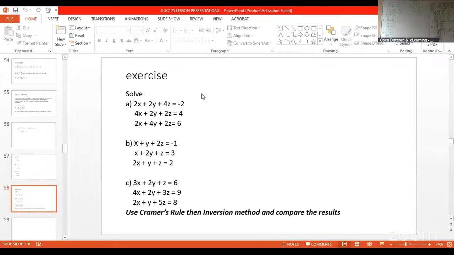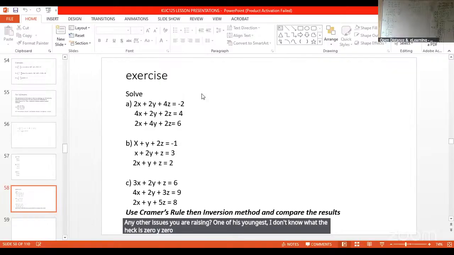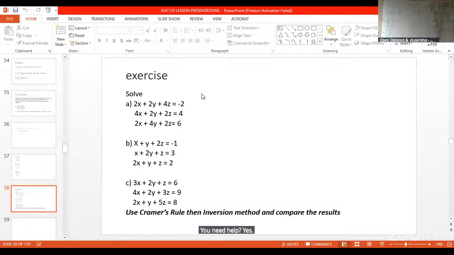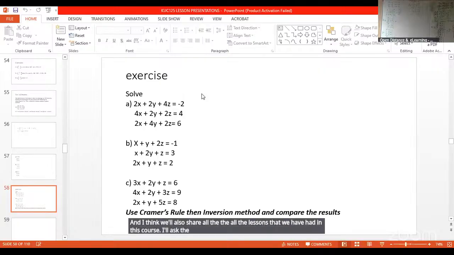Any other issue you are raising? Boniface Nyongesa, I don't know what X is 0, Y is 0, Z is 0, I don't know. You need help? Yes, I'm there for you. Share the notes on the e-learning portal. Yes, the notes are there. I'll also ask the technician to share with you on WhatsApp all the lessons that we have had in the previous years. That will give you enough exercise.